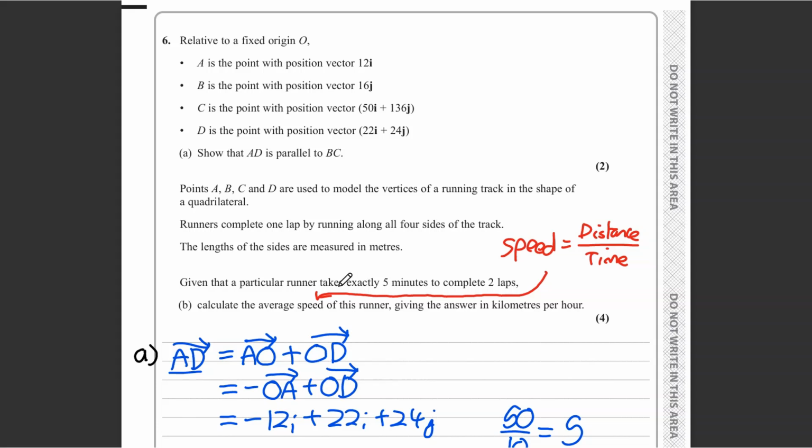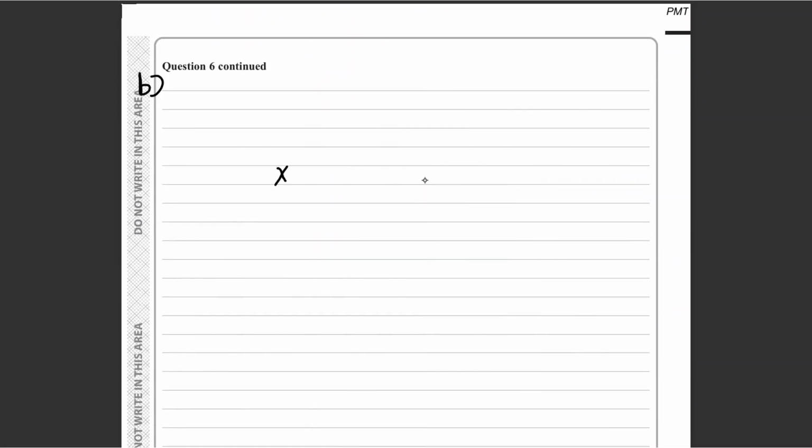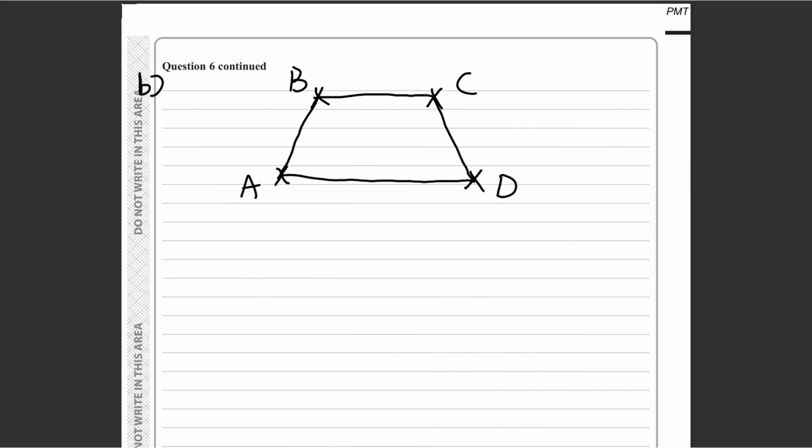We're told that this runner completes 2 laps. Now 1 lap is completed by running along all 4 sides of the track. So let's quickly draw this diagram here. A, B, C and D are used as the vertices of the running track. So this is A, this is B, this is C, and this is D. If we connect these together, this is essentially the running track, and you complete a lap by going around all of the sides.